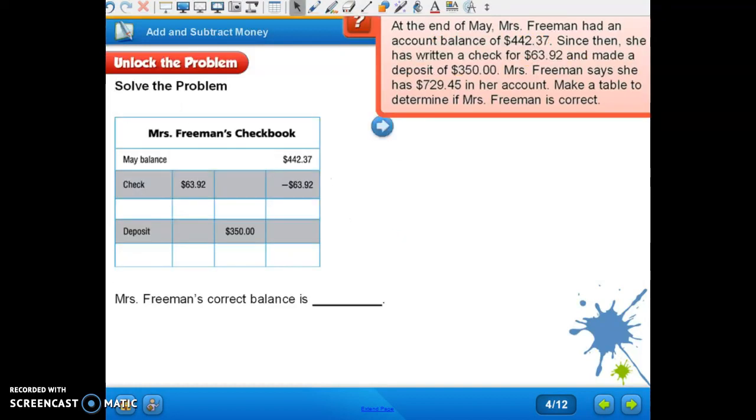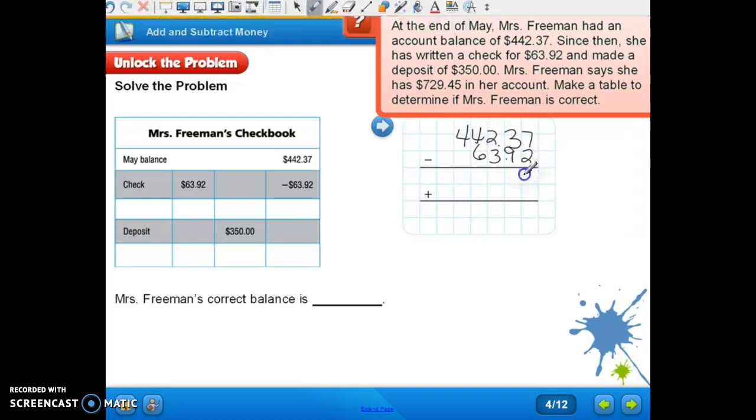Okay, now we're looking at the table on page 147. This is the table that we're going to use to help see if Mrs. Freeman's bank account balance is correct. Okay, so we're going to take her May balance, which was $442.37. We're going to subtract the check she wrote, $63.92. We're going to do some regrouping.